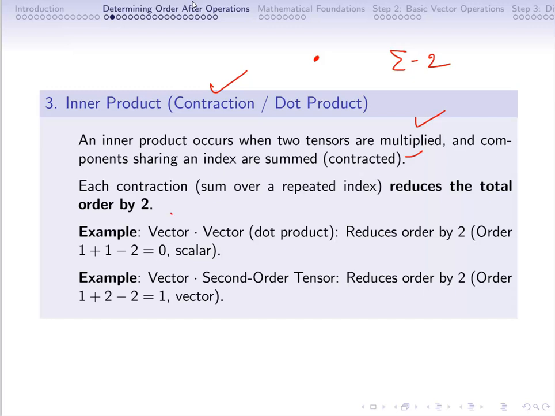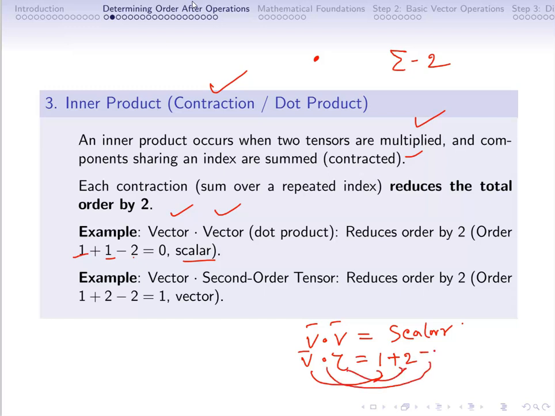Here, vector dot vector: the order is 1 and 1, minus 2, so 0. That will be a scalar. Vector dot second order tensor tau will be a vector: this is 1, this is 2, and because of the dot, minus 2, so that is 1, which means a vector.